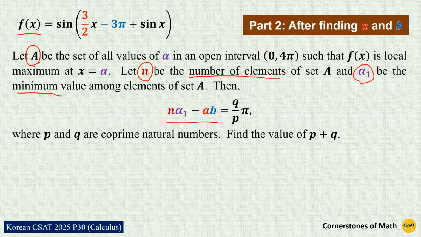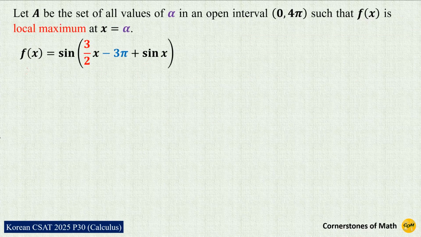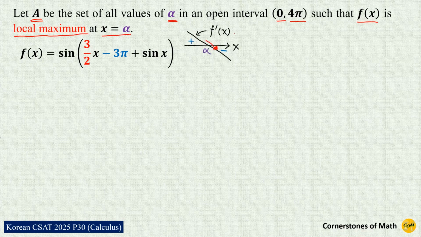So let's start from the first part. It is stated that set A is the set of all values of alpha in between 0 and 4 pi such that f(x) is local maximum at x equals alpha. This means that the sign of the derivative changes from positive to negative at such alpha. Here, notice that the derivative is given as cosine(3 over 2 x minus 3 pi) plus sine x, times (3 over 2 plus cosine x).